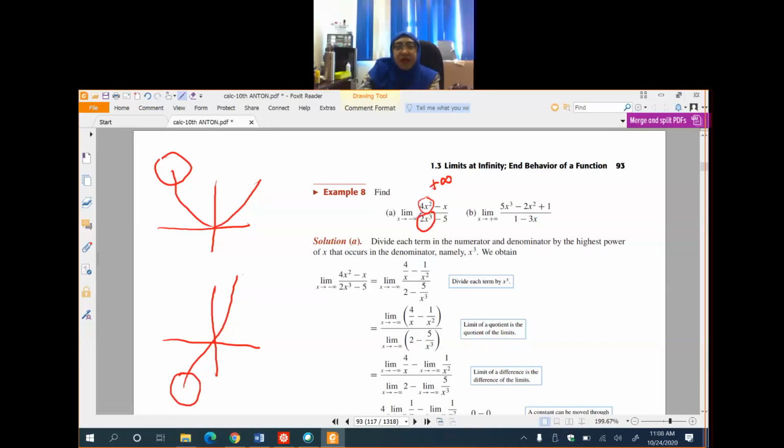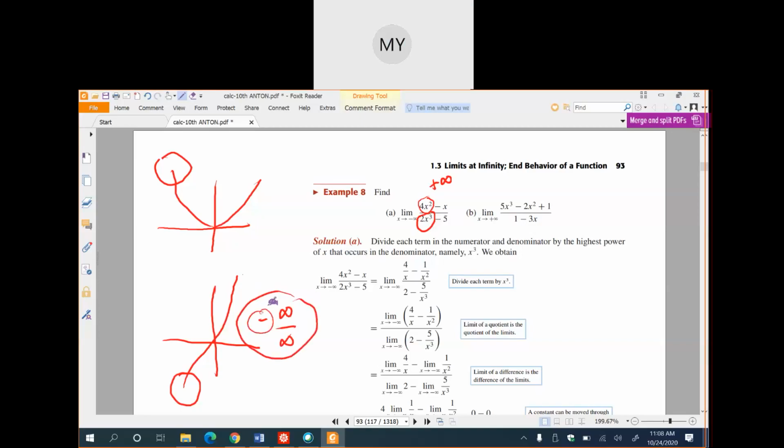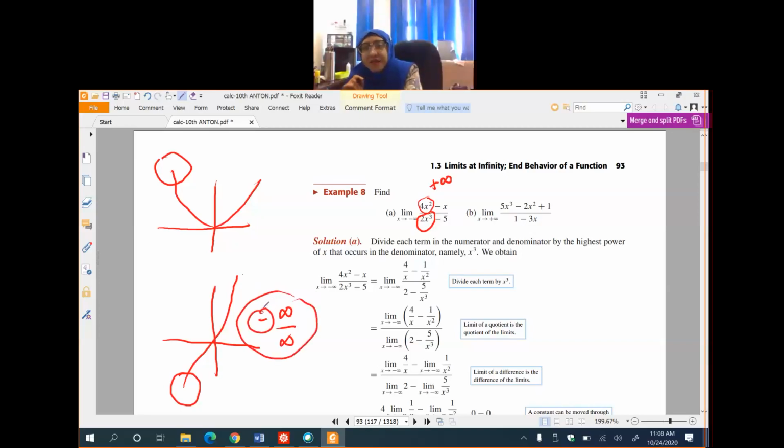So plus infinity, you divide with negative infinity, it will be what? It will be infinity divided by negative infinity, isn't it? So the negative is okay. You can still apply the L'Hopital rule. It doesn't matter. It is either 0 over 0, infinity over infinity, or negative infinity over infinity. It is fine. You can still apply the L'Hopital rule.